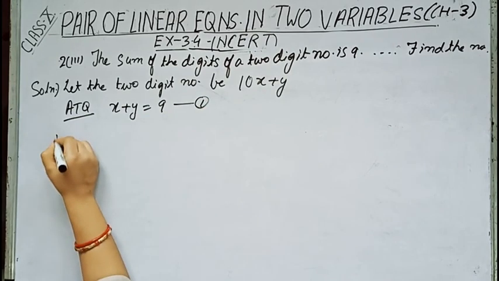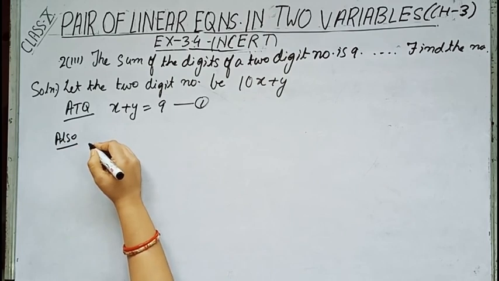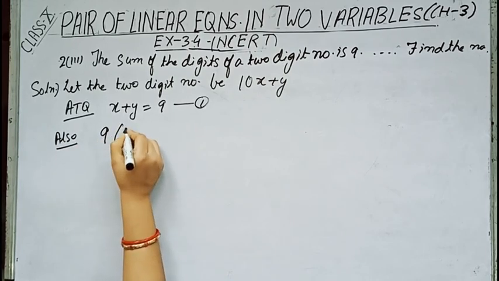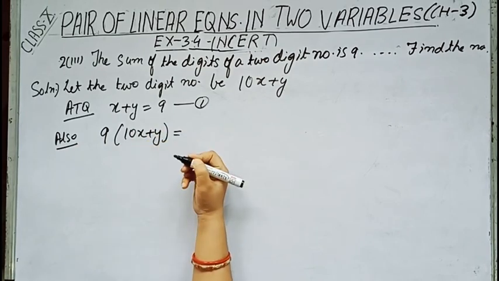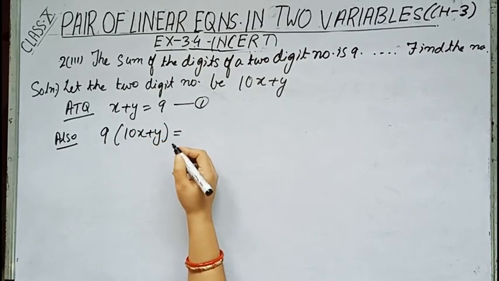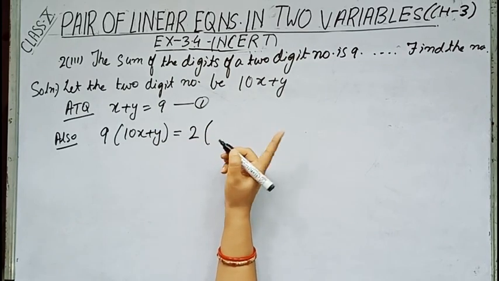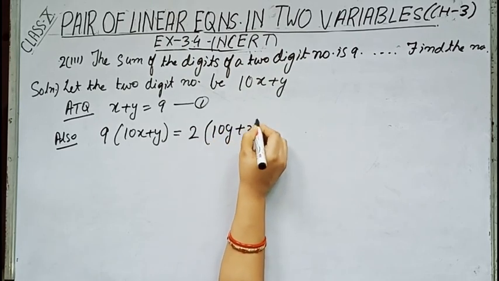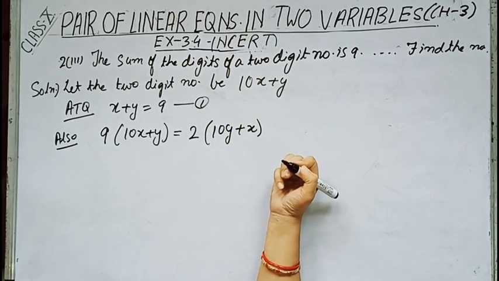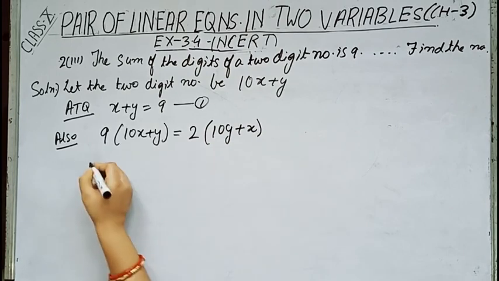Also, 9 times this number is twice the number obtained by reversing the order of the digits. So if I reverse the order of the digits, it will become 10y plus x. So we have to find the number. So let us solve this.